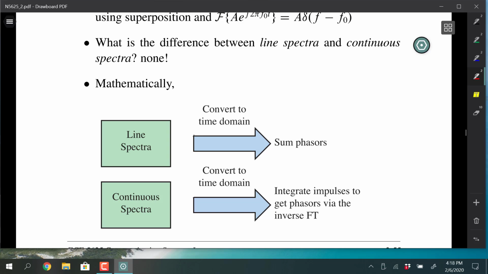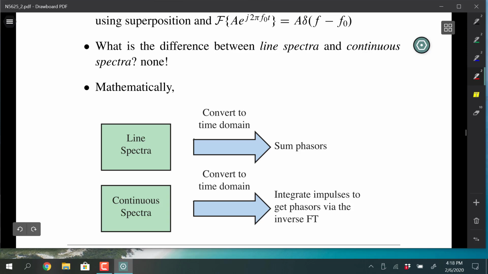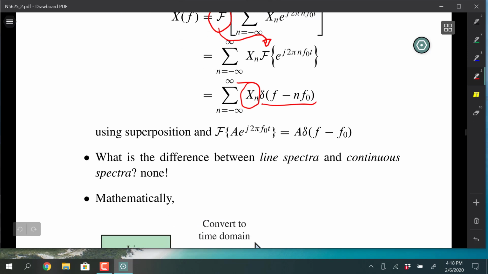There's more stuff coming, but okay, so what do we have right now? What's the difference between line spectra and continuous spectra? I say none. If you're taking a periodic signal, you can either use the line spectra idea that we've been talking about for Fourier series, or if you want to just use the Fourier transform and the limit, you're going to locate the spectral lines with the delta function in the frequency axis. I prefer thinking of it as a delta because it's just a lot more natural.